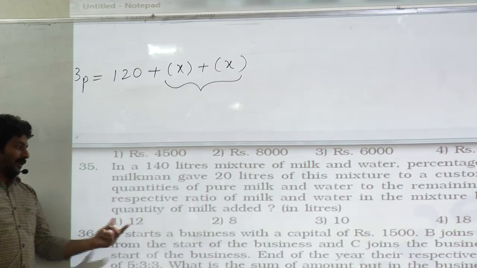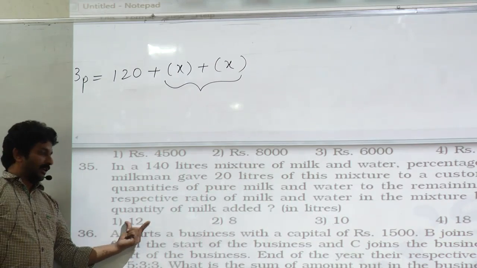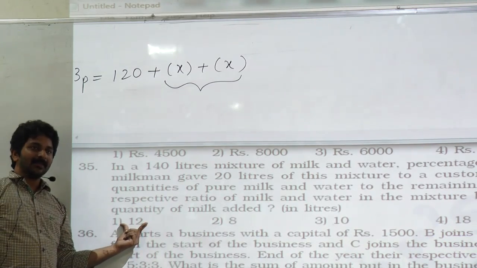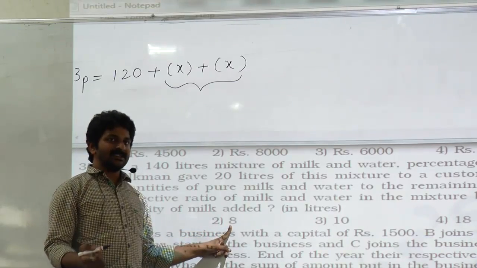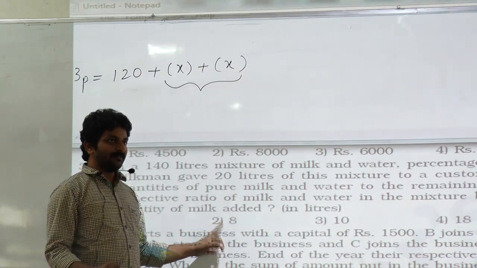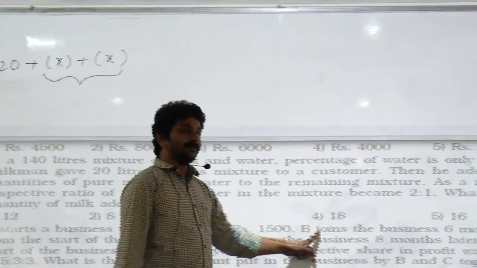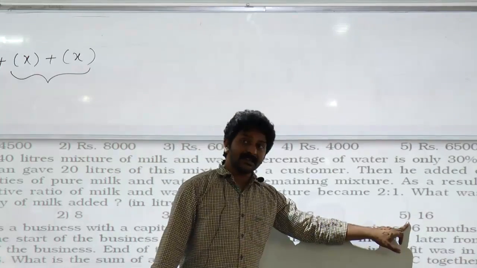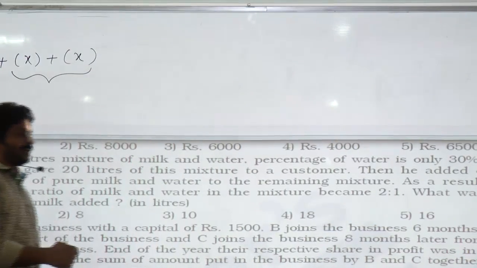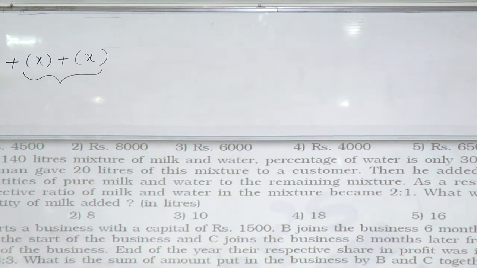Yes or no? Now, if x is 12, 2x is 24. Is 24 a multiple of 3? This can be your answer. Hold it. If x is 8, 2x is 16. Is it a multiple of 3? Can this be your answer? No. So the answer should be either 12 or 18. If you have only one multiple of 3 like this, need not solve it.